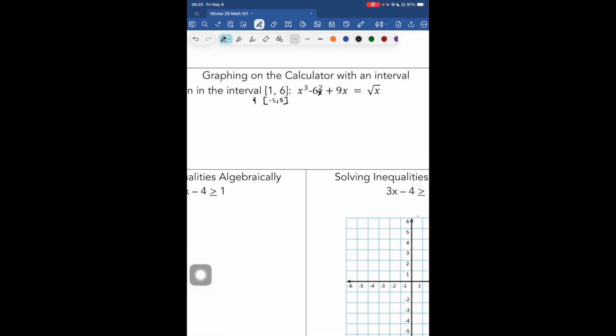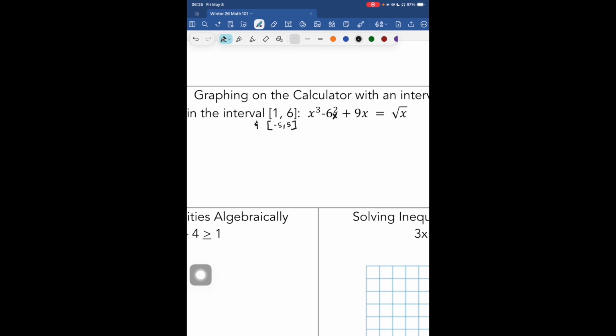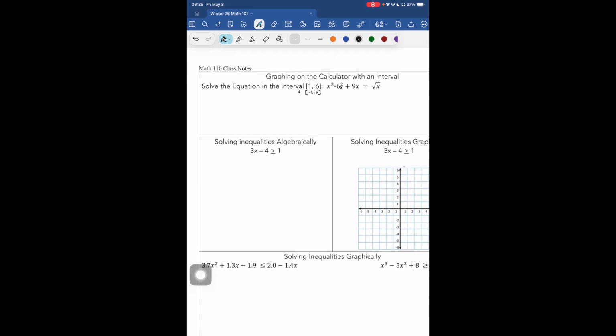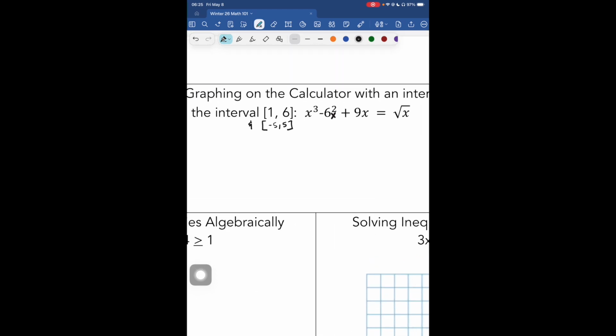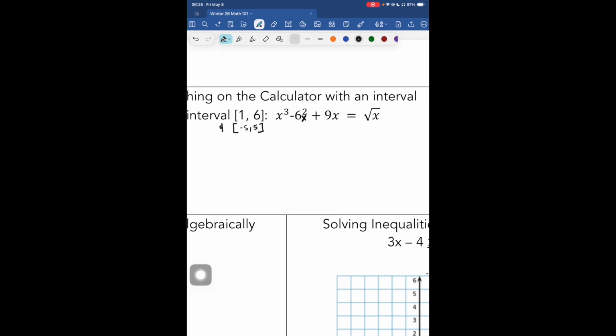So on this one, I actually wrote it wrong a little bit, and so you're missing part of the equation. It says, graphing on the calculator with an interval. Solve the equation in the interval [1, 6] and [-5, 5]. And this is what the equation should look like.